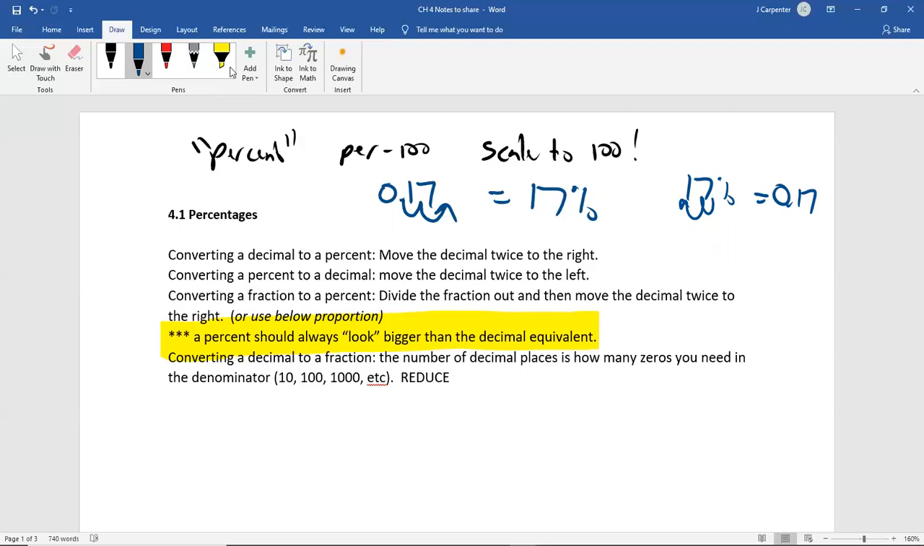Converting a fraction to a percent, all you have to do is divide the fraction out. You have calculators, so you don't even have to worry about long division. Just type A divided by B, and then move the decimal twice to the right. Well, why do you do this last part? Because after you divide the fraction, you'll have a decimal, and then you're just converting a decimal to a percent. So it's kind of a 2-parter.